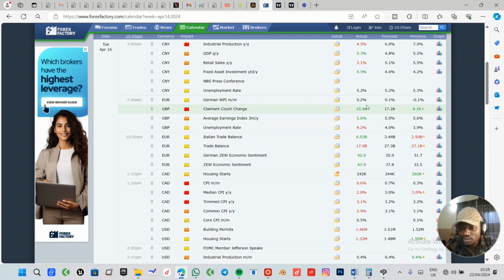Remember what I told you guys. Before the news, these figures will not be here. So let's say they said it's going to be from 4.1k to 17.2k, which means it's going to be strong. They said GBP is going to be strong, of which it happened also. See, it became strong. 10.89k green, very strong, not just strong.